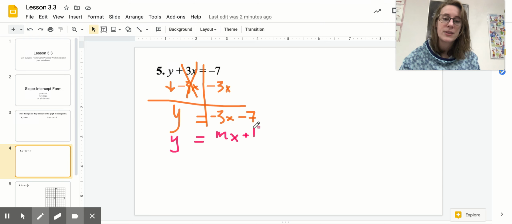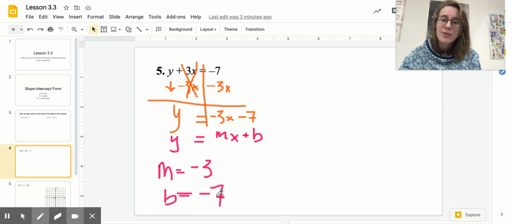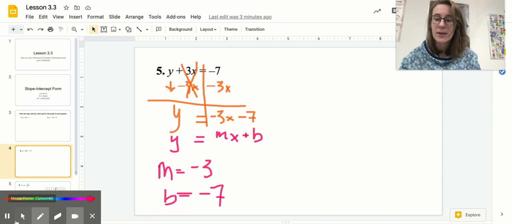And all I have to do is say what m and b are. So my m is what's in front of the x. It's the coefficient in front of x, which is -3. And my b value is the one that's separate. It's not just 7. In this case, it's -7. And now we're going to talk about graphing them. So if you need to pause this to write this down, go ahead and do so. Maybe try the other problem that's on your worksheet on your own before moving on. I'm going to go to the next slide now, so pause this if you need to.